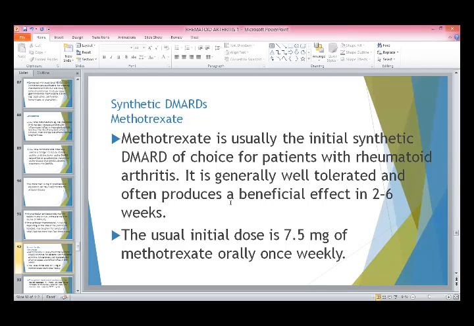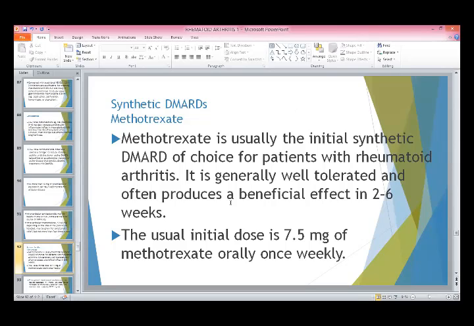The synthetic DMARD methotrexate is usually the initial synthetic DMARD of choice for patients with rheumatoid arthritis. It's generally well tolerated, often produces a beneficial effect in 2 to 6 weeks. The dose is 5 milligram methotrexate once a week.